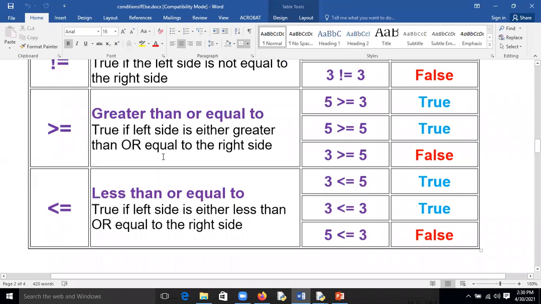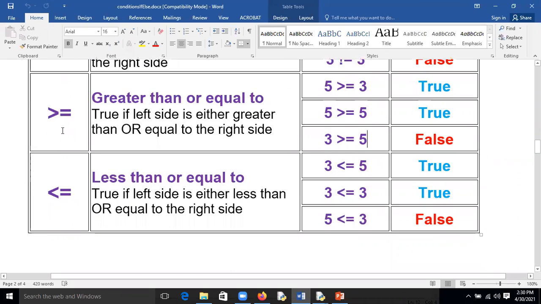And then obviously we have the opposite of greater than or equal to, and that is less than or equal to. So if the value on the left is either less than or equal to the value on the right, it will give you true. So let's look at this. Ask yourself this question. Is 3 less than 5? Yes. As long as one of them is true, it's going to give you true.